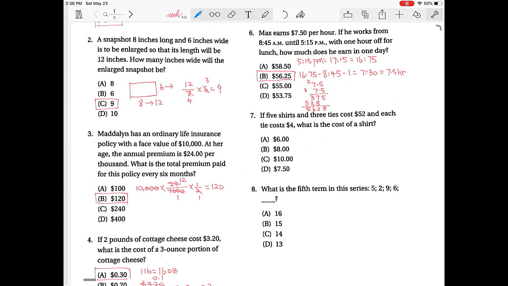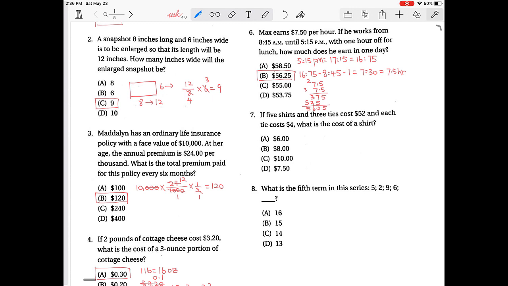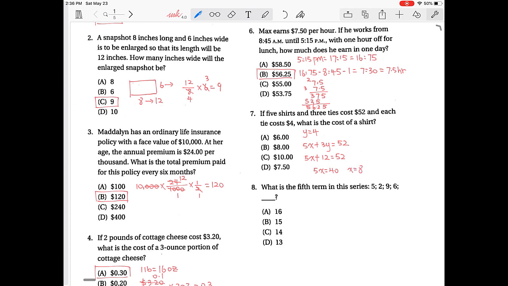Number 7, if 5 shirts and 3 ties cost $52 and each tie costs $4, what's the cost of a shirt? So if we assume that the cost of a shirt is X and cost of a tie is Y, we then know Y is equal to 4, and we know 5X plus 3Y is equal to 52. We know Y is 4, so 5X plus 12 is equal to 52. 5X is then equal to 40, and X is equal to 8, which is option Bravo.